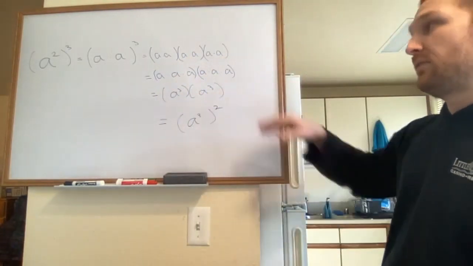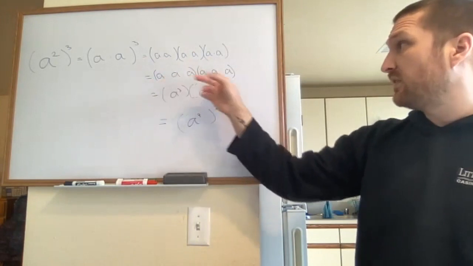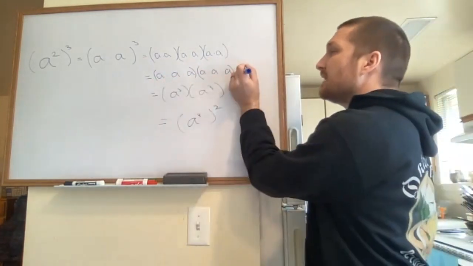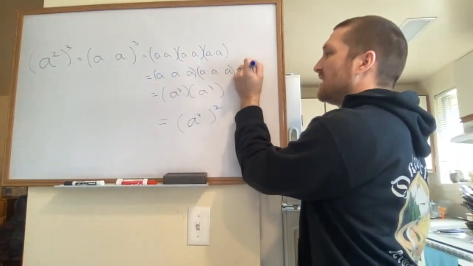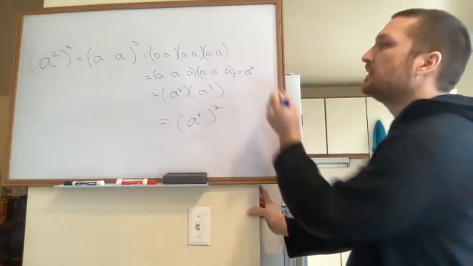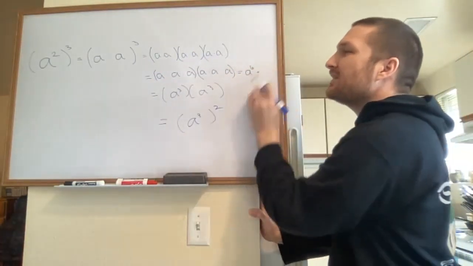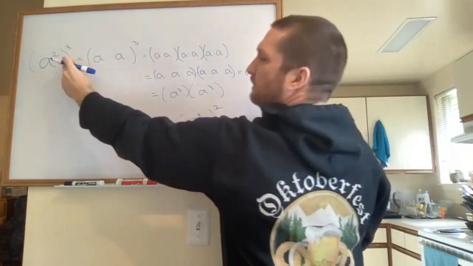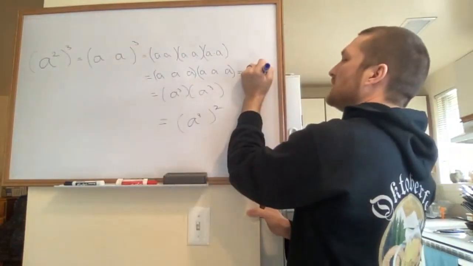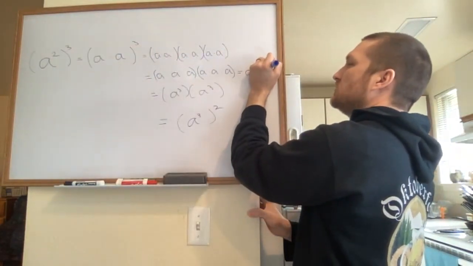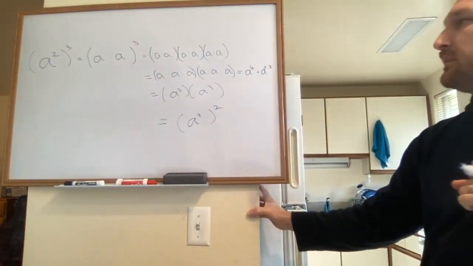Another thing to notice here in the middle is that this is the same thing as a to the 6th, right? You just have a total of 6 a's. And this is where it all came from, right? 2 times 3 is 6. This is the same thing as a to the 2 times 3 right there.